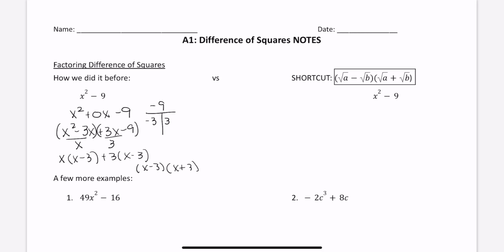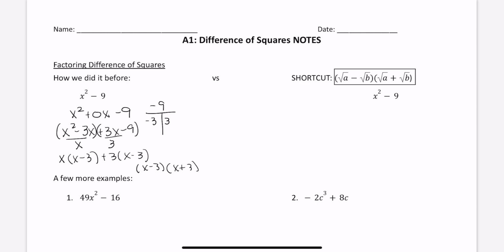If you can remember when we were multiplying polynomials together, it was like a shortcut, and we called it the sum and difference. And we knew that we would just have to square the first term, square the second term, and then put a subtraction sign in between. So now we're going to use the shortcut kind of backwards.